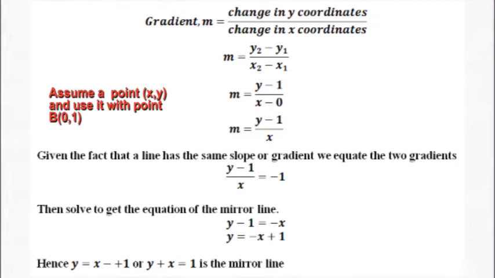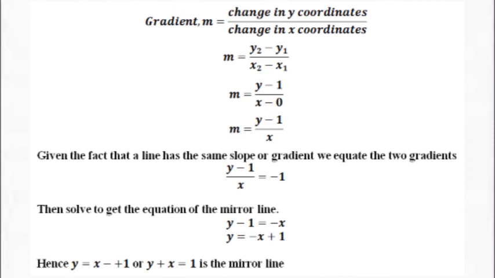Substituting in our gradient equation gives us m is equal to y minus 1 divided by x minus 0, from which we get our gradient m equal to y minus 1 divided by x. Given the fact that a line has the same slope or gradient, we equate the two gradients. So, gradient y minus 1 divided by x is equal to gradient negative 1.